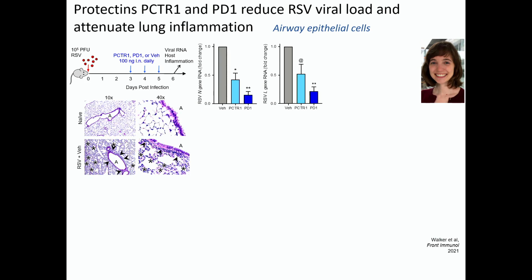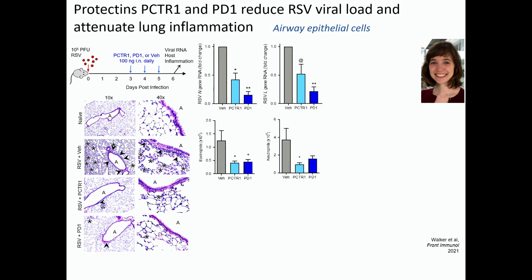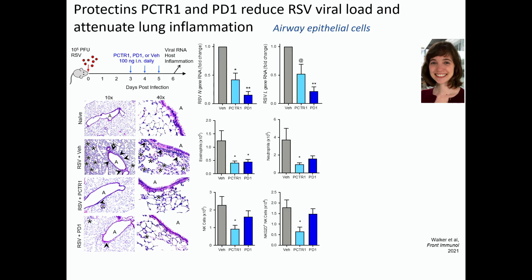This is the level of inflammation we see at 10x and 40x in vehicle-exposed animals. And you can see there's robust inflammation, especially around the airway, shown here. But with PCTR1 and protectin D1 at the level of the lung tissue, we see much less in the way of inflammation at day 6. Eosinophils are decreased, neutrophils are decreased, actually NK cells are decreased, and NKG2D positive NK cells are decreased, which are important for killing virally infected cells, suggesting that this is amplifying other antiviral mechanisms.